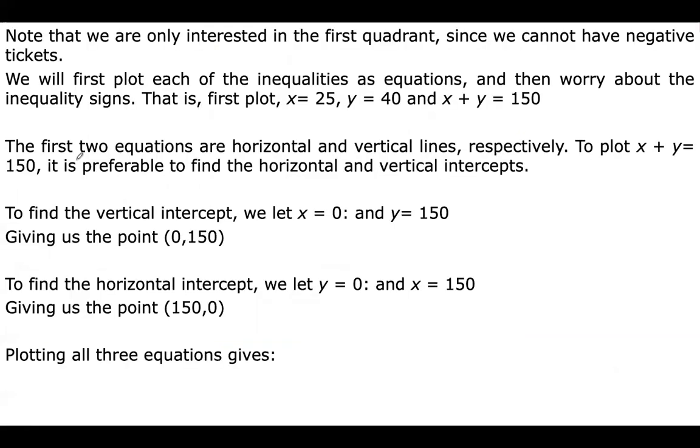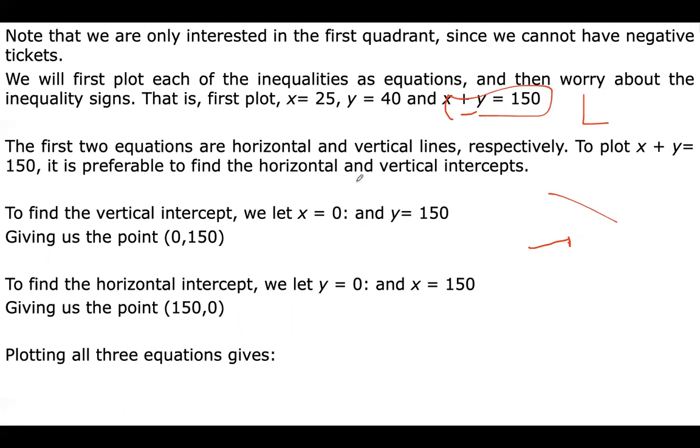So we'll first plot each of these inequalities as equations. We'll convert our inequality sign to an equal to sign just to plot it on the graph. Okay, so the first two equations are horizontal and vertical lines. And to plot X and Y, it is preferable to find the horizontal and vertical intercepts. Okay, so how can we find the intercept? Suppose we want to draw a line. If we know two points, we can just join these points. This will be a line. So similarly for this, we'll do the same thing. So first we'll assume that X equals 0 and we'll plot Y.